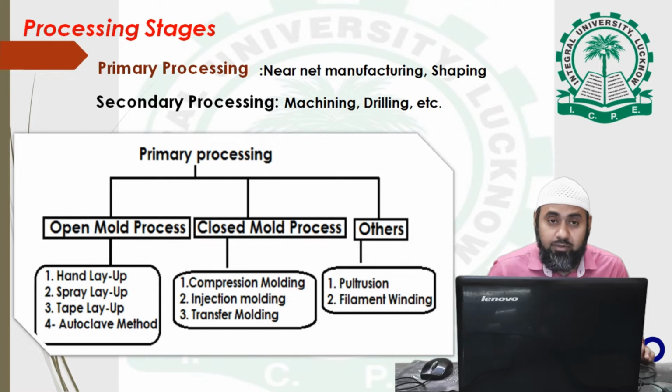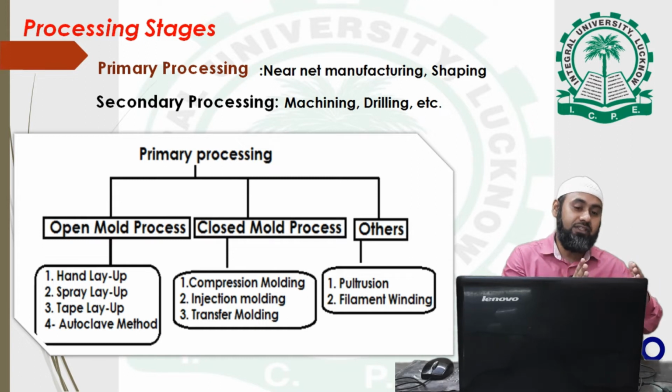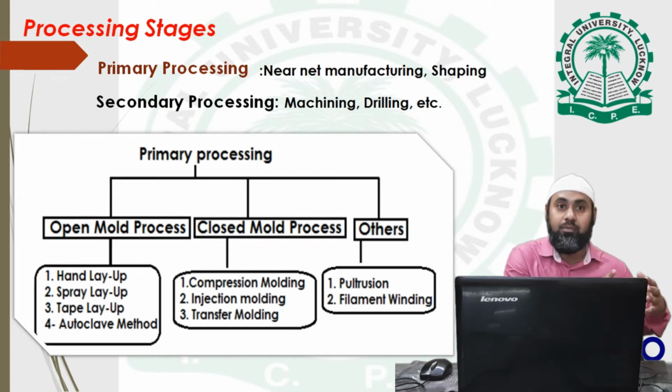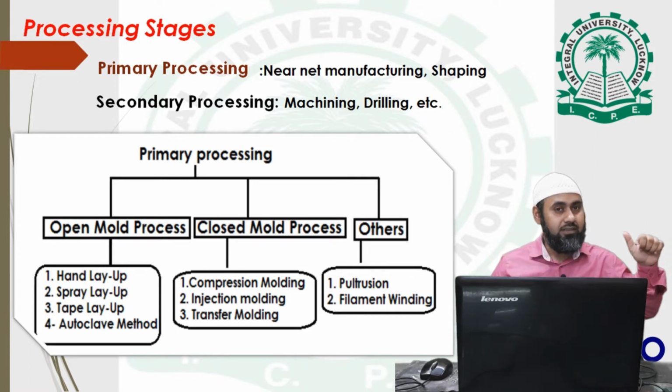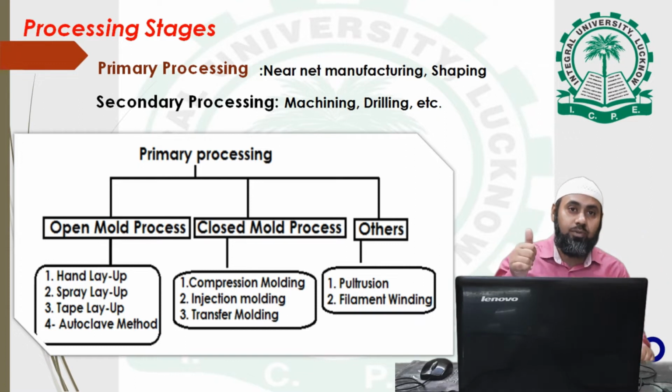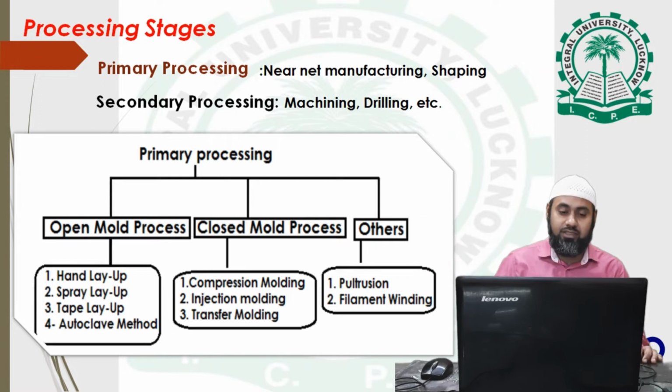The primary stage is further classified into three categories. Generally the classification is based on the type of mold available. In the primary processing, the first category is the open mold process, the second is the closed mold process, and the third is miscellaneous, which can be termed other processes.